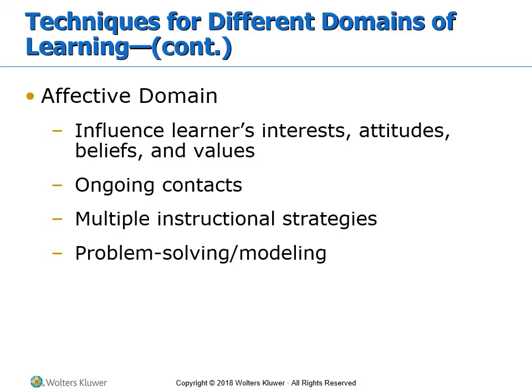Now with the affective domain, this is when you want somebody to appreciate or value something, so you're trying to influence or change a learner's interests, attitudes, beliefs, values. For example, in food, what we're talking about is, does somebody value choosing the correct foods, or do they value following their low carbohydrate diet or their low saturated fat diet? And so this requires ongoing contact with, again, multiple instructional strategies.